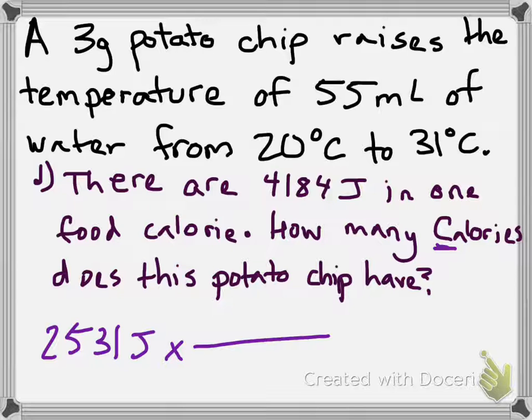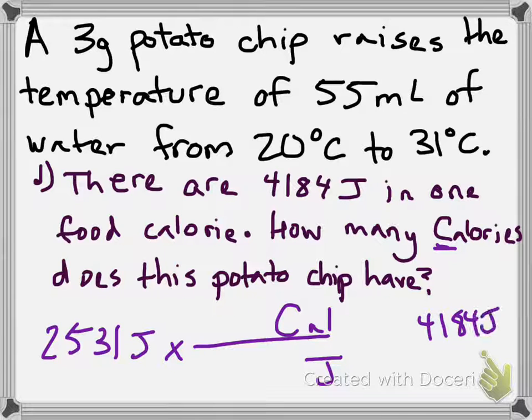So we want to get rid of the unit joule, so we're going to put that on the bottom because joule divided by joule would equal 1, and we call that canceling out because when you multiply something by 1, it doesn't even matter. It's going to equal the same thing. So we want joules on the bottom to cancel that out, and we're converting into our capital C calorie. So that's going to go on top because when joules cancel out, we want to be left with the unit calorie.